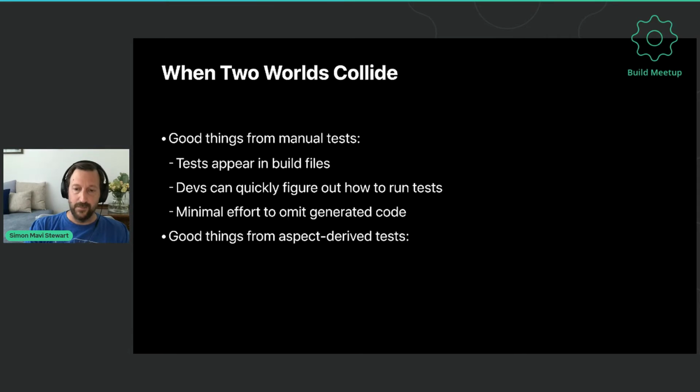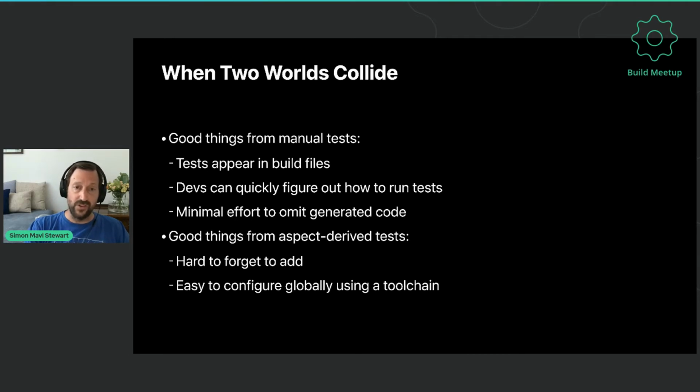But there are good things from aspect-derived tests. I mean, it's equally hard to add them to a manual test. It's really hard to forget adding an aspect-derived test. It just happens for you. And these things are really easy to configure globally using a toolchain. And toolchains are a really useful way of approaching the problem, right? Because then you've got that consistent configuration for the entire repository. What would happen if we could somehow merge the two approaches?